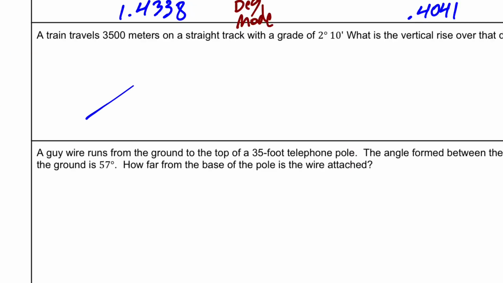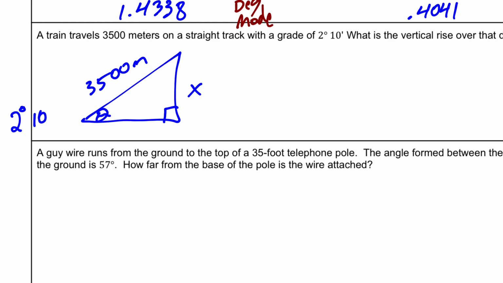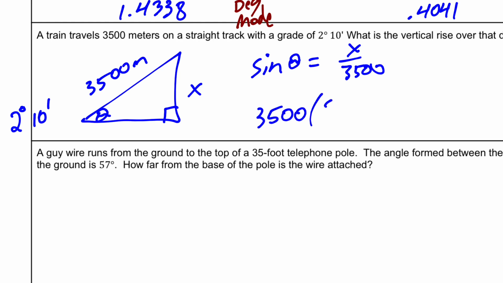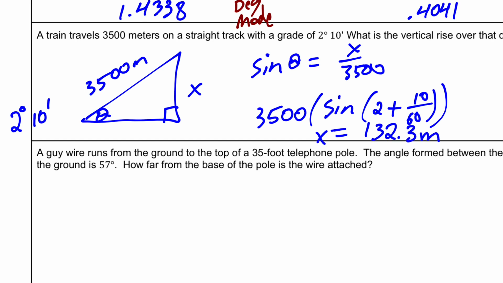So let's draw a triangle here. We have 3,500 meters. We want to know what this x is. And our theta here is 2 degrees with 10 apostrophe. We think about the sine ratio, how it's opposite over hypotenuse, and we put into our calculator 3,500 times sine of 2 plus 10 over 60. And we get 132.3 meters.